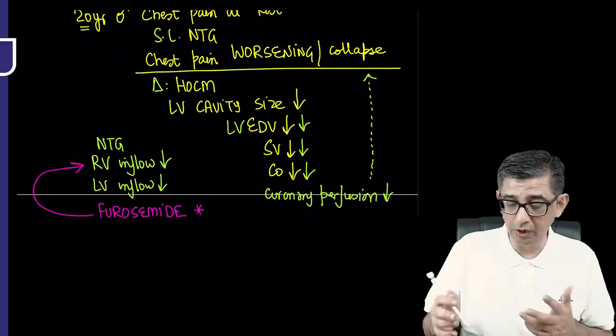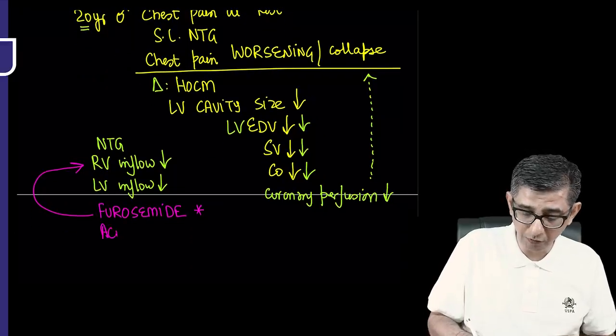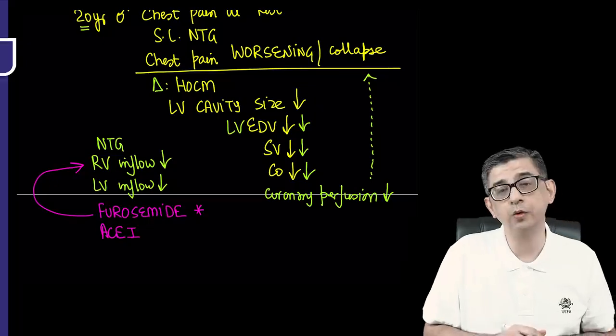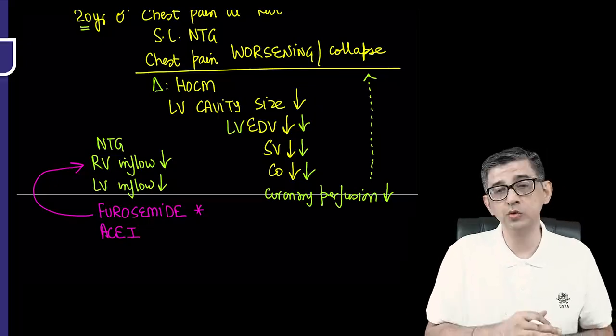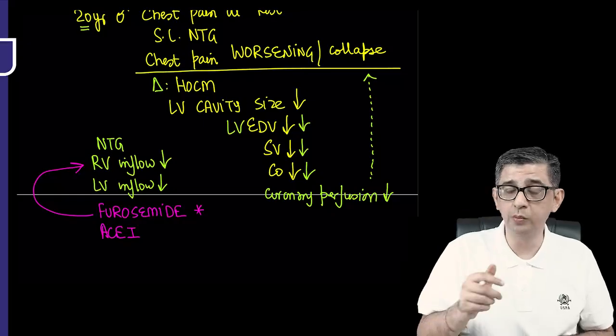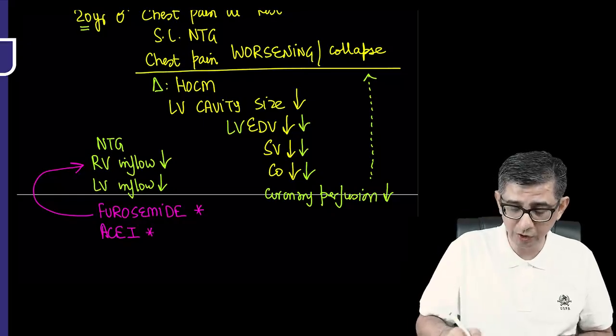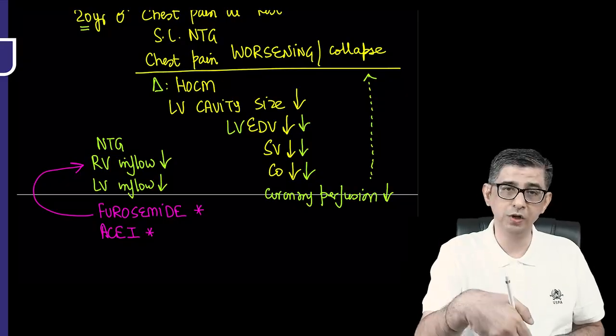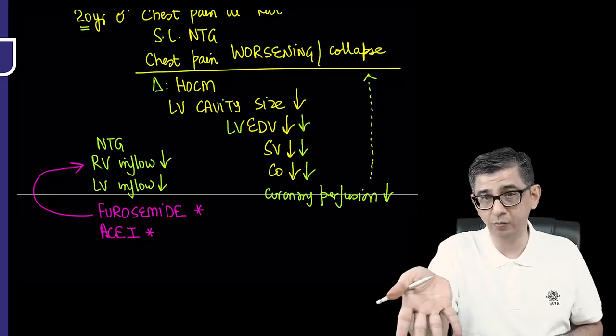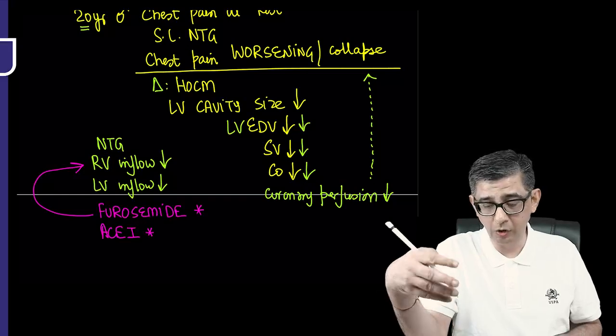Let us try with an alternative drug, ACE inhibitors. Now, we always in cardiology praise ACE inhibitors, but ACE inhibitors also reduce the preload. If you reduce the preload, this will cause less blood to come to the right, less to the left. Already the left ventricular cavity size was smaller, as I've explained to you, and therefore coronary perfusion will worsen.